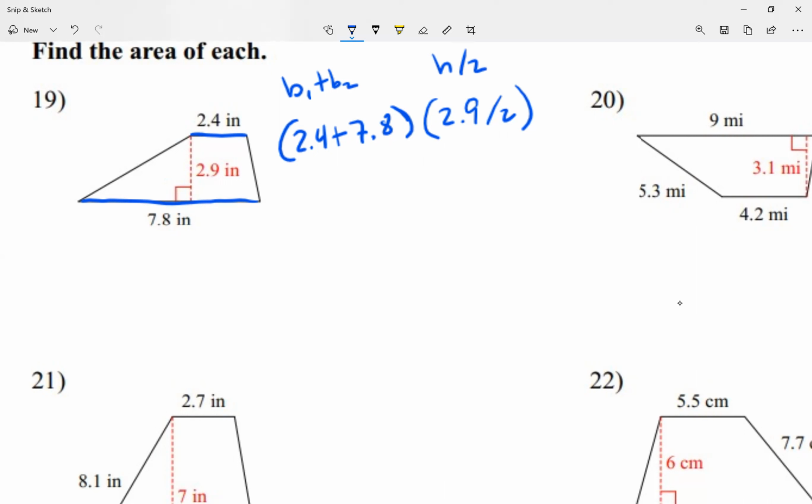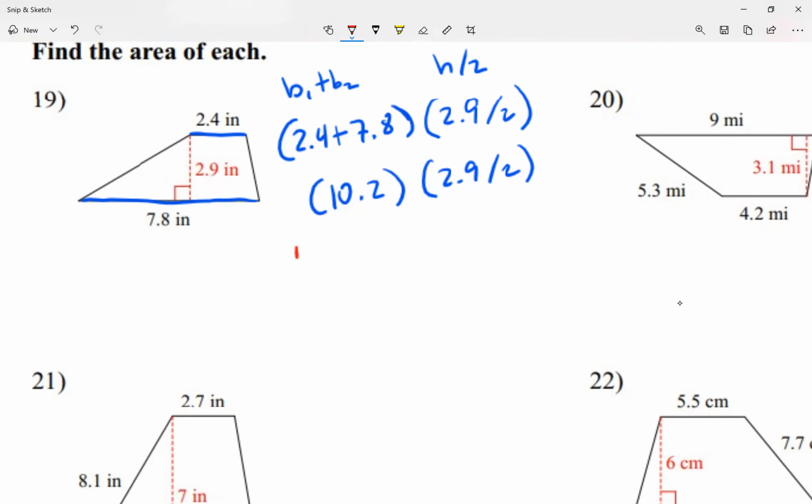I'm going to use a calculator and I get that for my first parentheses, 2.4 plus 7.8, I get 10.2. So right now I just have 10.2 times 2.9 divided by 2. I know 2.9 divided by 2 does give me a short decimal, right? It's 1.45, but what I'm going to do in reality, when I type in, I'm just going to type this whole thing in. I'm just going to go 10.2.